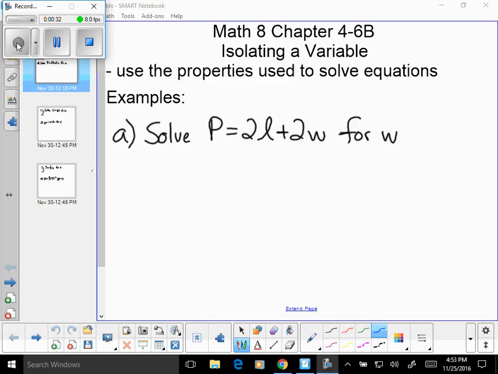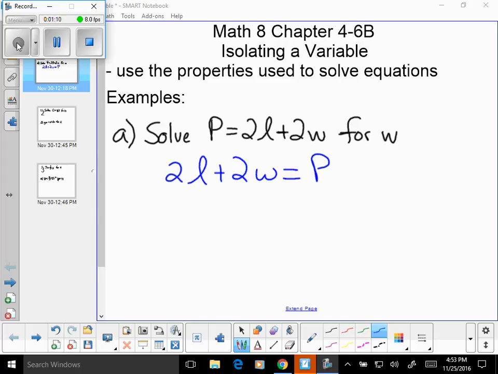So we're going to go through some examples of how to isolate a variable. We use the properties that are used to solve equations. The first formula here is the perimeter of a rectangle. Perimeter equals 2 times the length plus 2 times the width, and we want to solve this equation for W. My advice to you is to use the reflexive principle and rewrite the problem as 2L plus 2W equals P. Then it might be a lot easier for you to deal with.